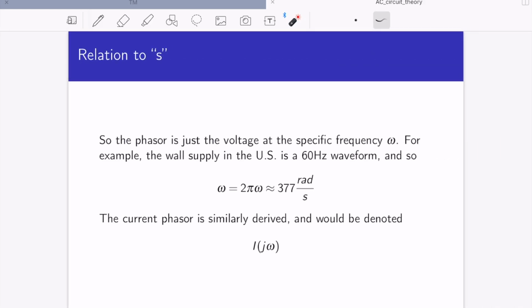These are related to each other. So that phasor is going to be the voltage at a specific frequency, omega. And for example, the wall power supply in the US is a 60 hertz waveform, and so omega will be equal to 2 pi f, which will be 377 radians per second. We can similarly write a current phasor in the same way, and it would be called I of j omega.